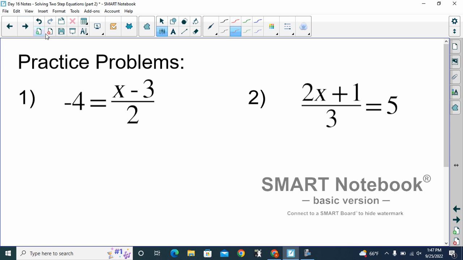I want you to try these two problems. You can pause the video, everybody try it on your own, and then once we think we have it, you can push play and take a look if you got them right or not.